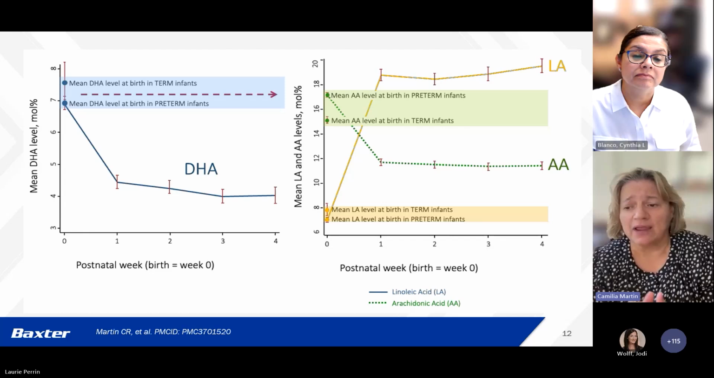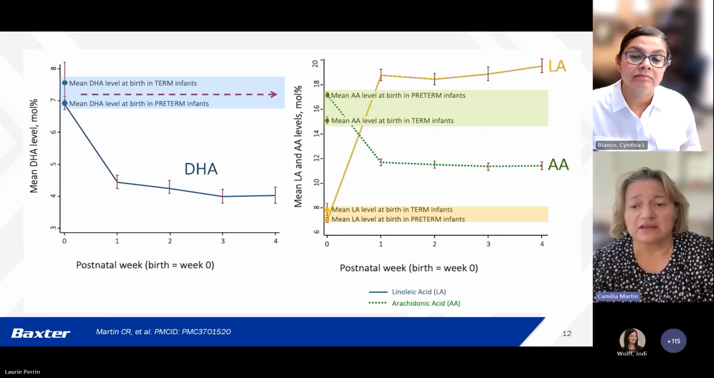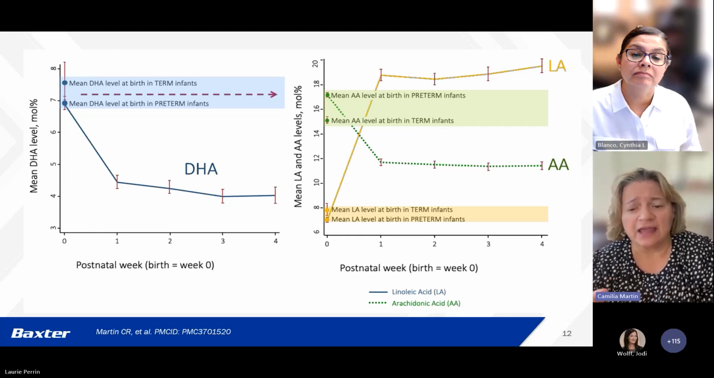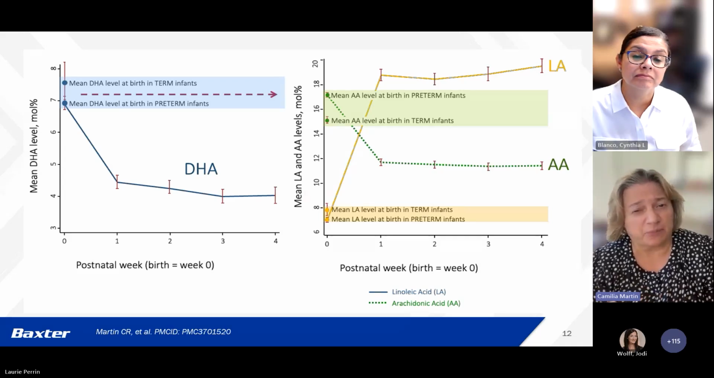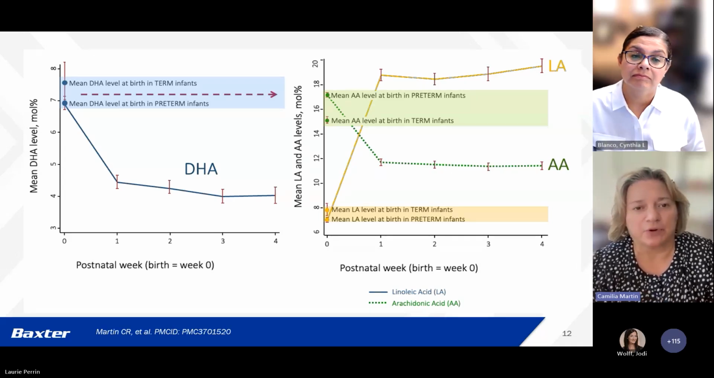If you go to the right on arachidonic acid reflected in green, here the preterm infants are slightly higher than term infants, but relatively in that margin of 15 versus 17. And then the linoleic acid in yellow, you see pretty much the same again, 7 versus 8%. And so the levels are approximating each other at birth.